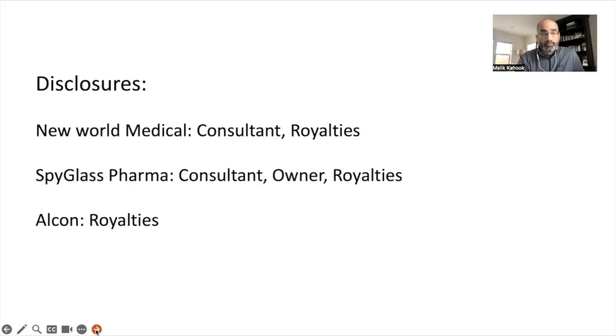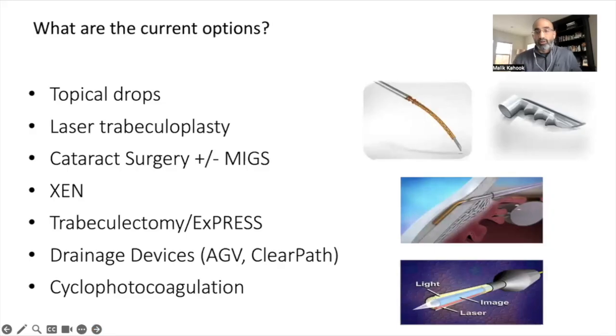These are my disclosures. So let's talk a little bit about what the current options are, and I think these are probably known to most of the people listening. We typically start off with an algorithm that includes a prostaglandin analog topical drop. This then typically moves on to laser trabeculoplasty, followed by some type of angle surgery, especially in the presence of a visually significant cataract. And then we start talking about filtration surgery like Xen, potentially PreserFlo if available, trabeculectomy, Ex-PRESS, and then drainage devices, of which there are many different versions on the market. And then typically cyclophotocoagulation is reserved for later stage disease.